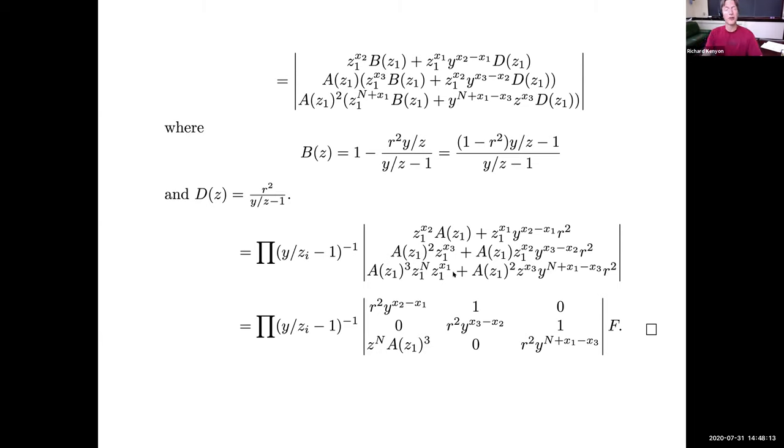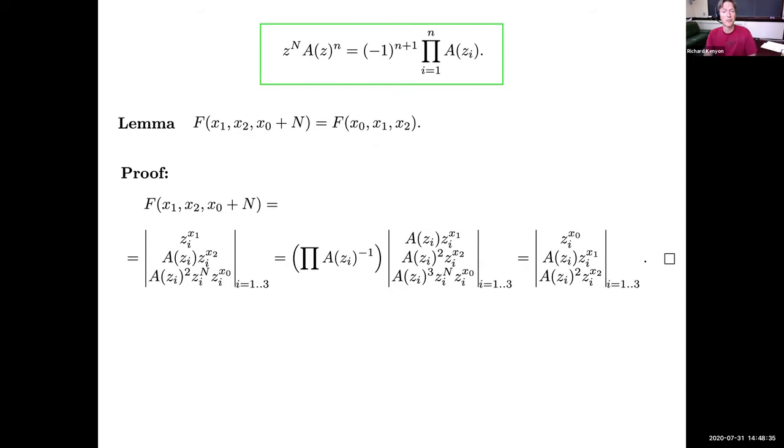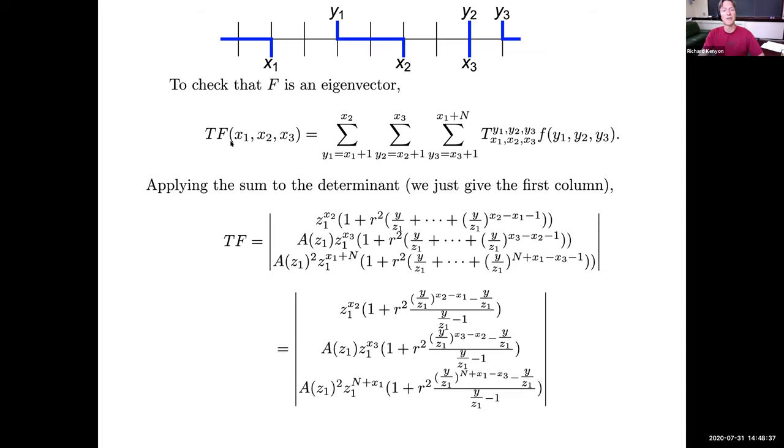Okay, I don't know how that went, because it's very hard to judge an audience reaction on Zoom, but I hope that you are at least convinced that there's nothing sneaky going on here. It's just some geometric series summation and using linearity of the determinant. That's the end of the proof that F is the eigenvector, by the way. That was the proof that F is an eigenvector.